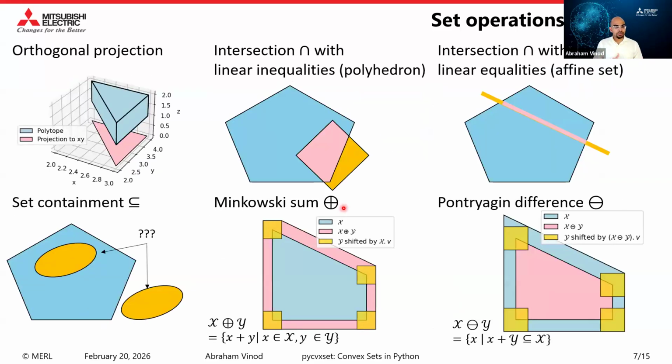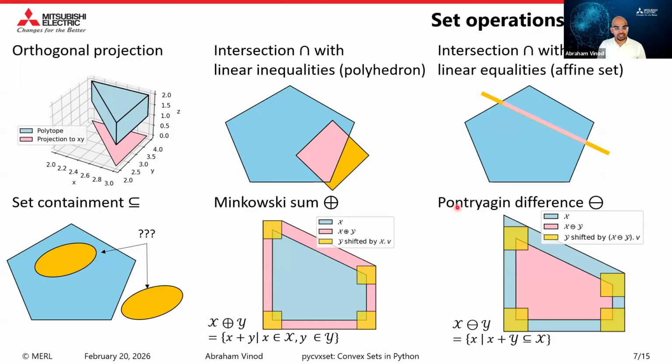Additionally, some of the other set operations which are really crucial for control applications are things like orthogonal projection, which you can think of like a shadow of the set to a lower dimension, intersection with a collection of linear inequalities, intersection with linear equalities, for example, in an affine set in this case, or even asking whether a set is contained in a different set. That can be further used to check even equalities.